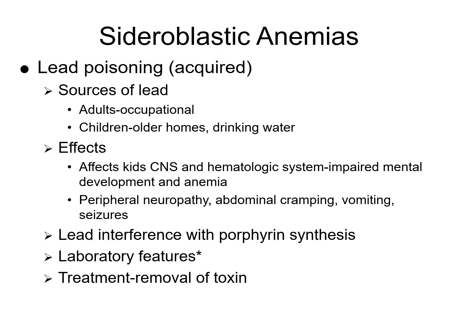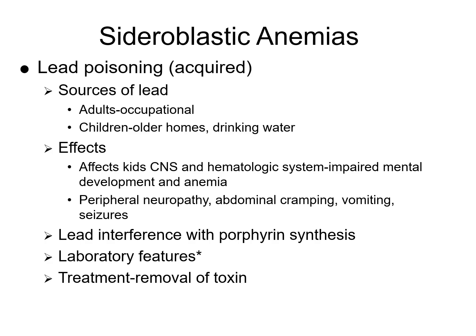The effects of lead poisoning. In the central nervous system, this is particularly harmful in children, which can cause impaired mental development and cognitive deficits. In the hematologic system, this can cause anemia by interfering with the heme synthesis. And some other symptoms: we have peripheral neuropathy, so wrist and foot drop, abdominal cramping, vomiting, and seizures.